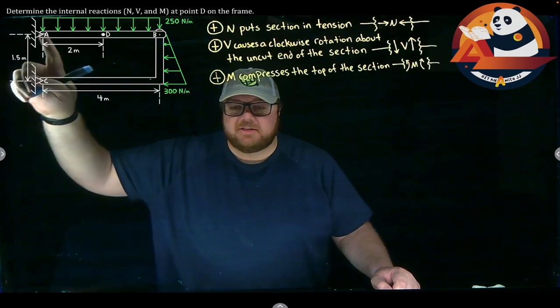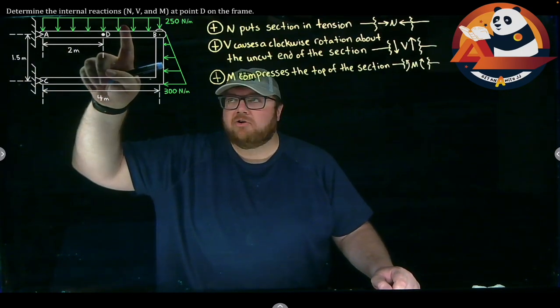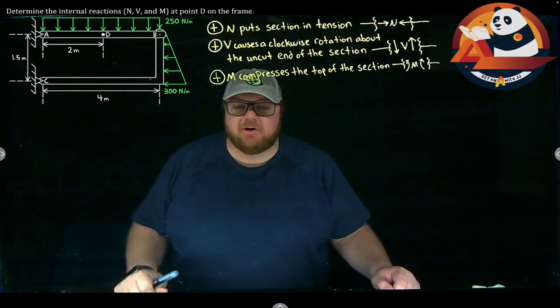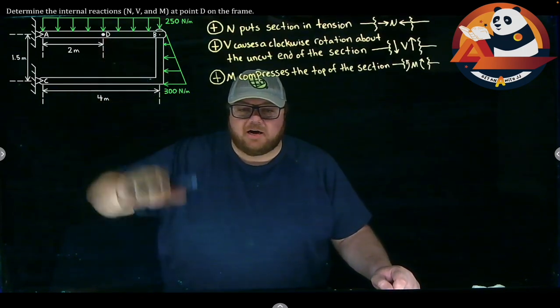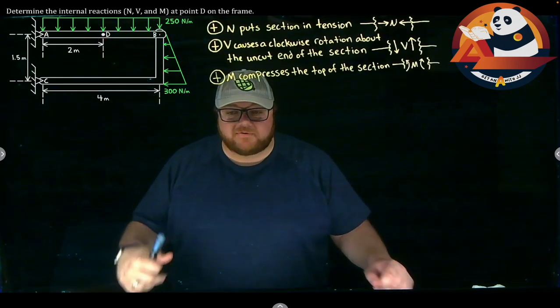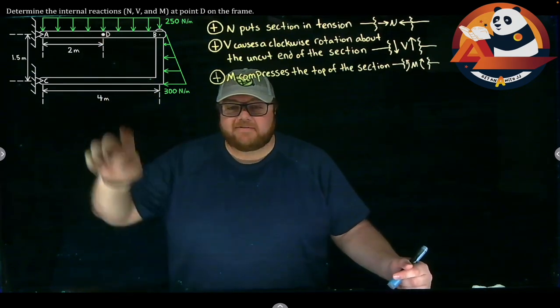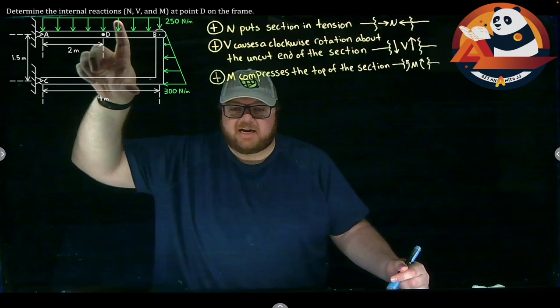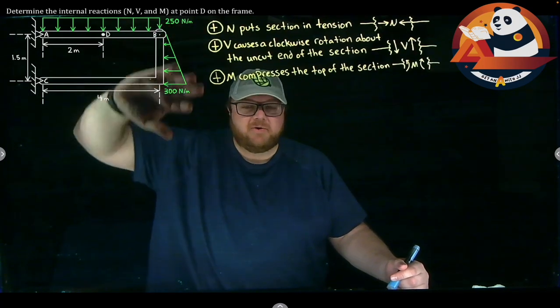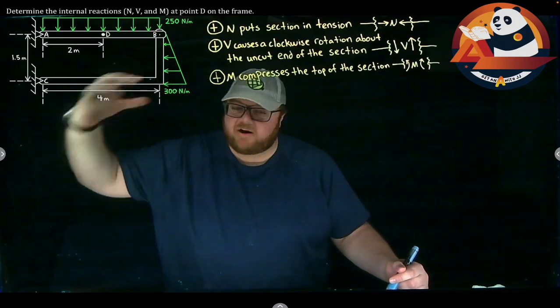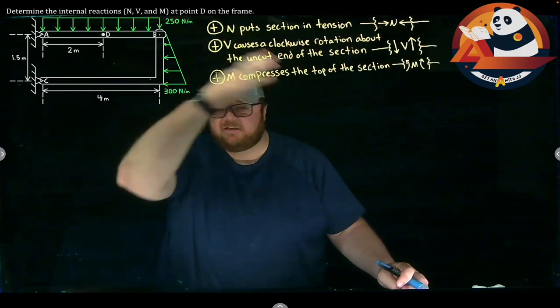So we're saying on this one, let's determine the internal reactions, our normal force, shear force, and bending moment at point D on our frame that we have here. So if we're doing this, I'm going to need to make a free body diagram that slices through point D. I'm going to have to assume or use the positive sign convention for normal, shear, and moment. We have those written out here just because we'll keep referencing them. And we'll talk through that in a bit.